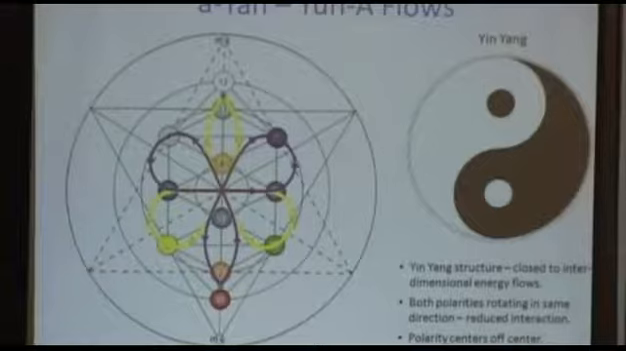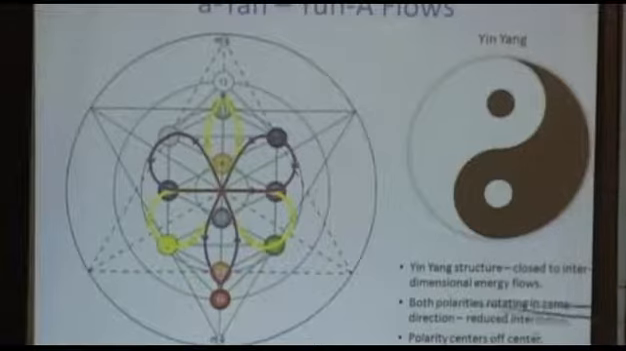This reduces the possibility for interaction between them. The crystalline structures counter-rotate and set up an interaction between them. Here we have them rotating in the same direction, and this corresponds to the upper and the lower spirals of the Merkaba spinning in the same direction. They're phase-locked to spin in the same direction. This is reflected in the yin-yang energy structure. So both polarities rotate in the same direction, reducing the degree of interaction between them.